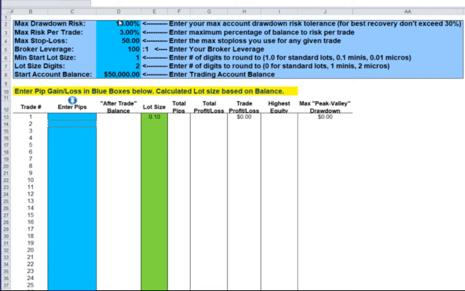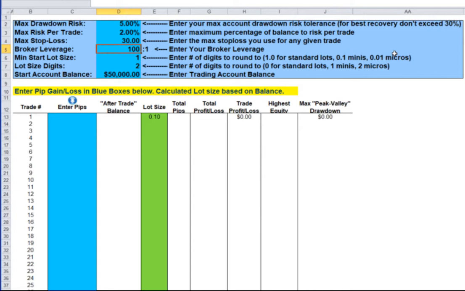The first item is the maximum risk drawdown, and I'm going to change that to like 5%. The second item is your maximum risk per trade. Now, ideally, you'd like to be at 1%, but depending upon your account size, the larger your account size, the lower you want this number to be. But if you have a micro account, you might go as high as 2%, but it's probably better at 1.5%. Now with this, I can set my maximum stop loss, and let's say we shoot for 30 pips.